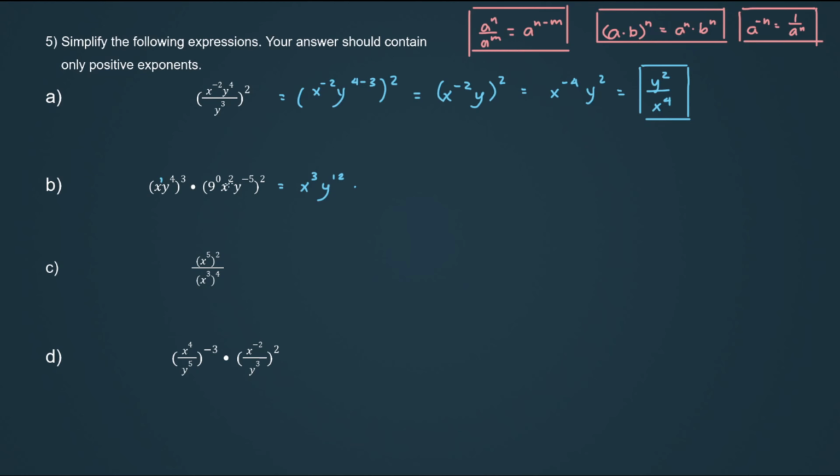Here we've got 9 to the power of 0. That's just 1, right? Anything to the power of 0 is 1. So we don't even have to write that. We could just get rid of it. So 2 times 2 is 4, and minus 5 times 2 is minus 10.